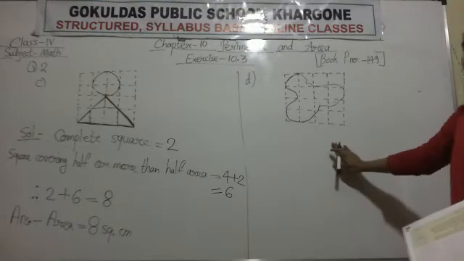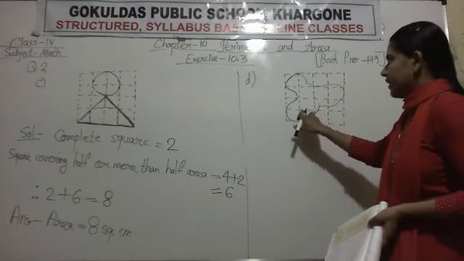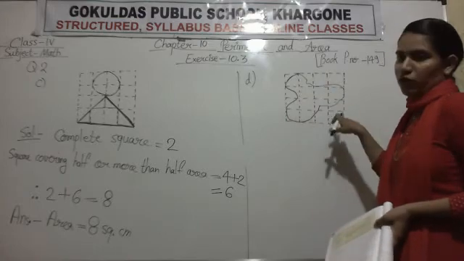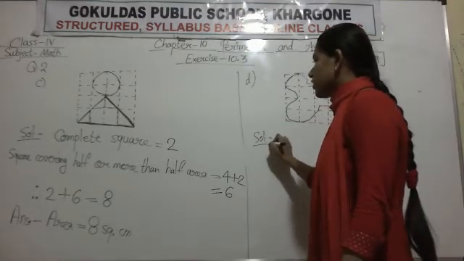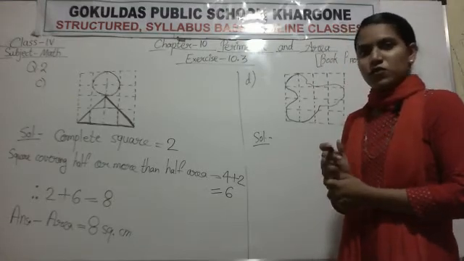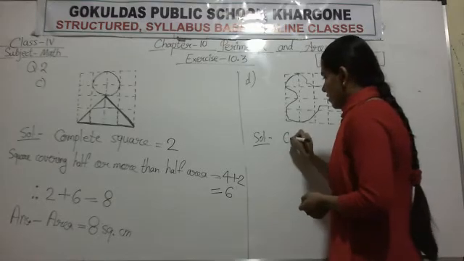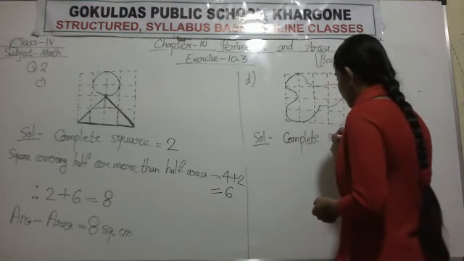Now concentrate here on question number D. We want to calculate the area, and area means the interior part of the boundary. So to calculate area, what do we count? We count the number of squares. So first of all, we will count the number of complete squares inside the figure.